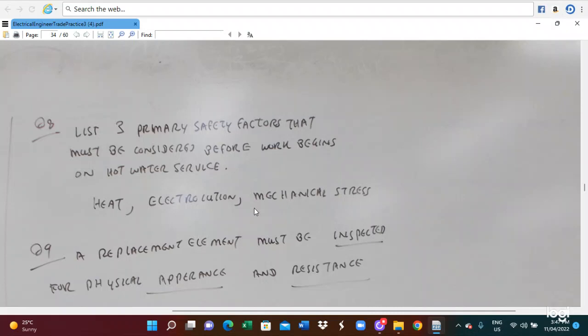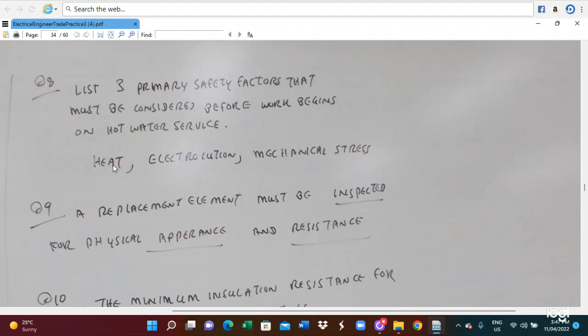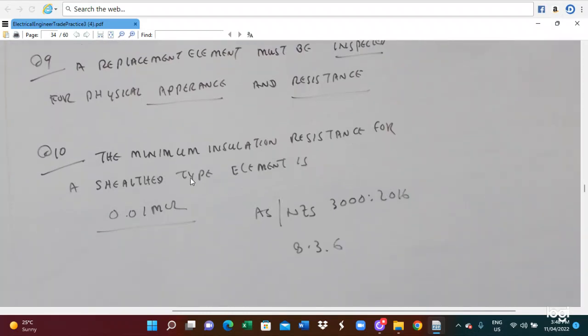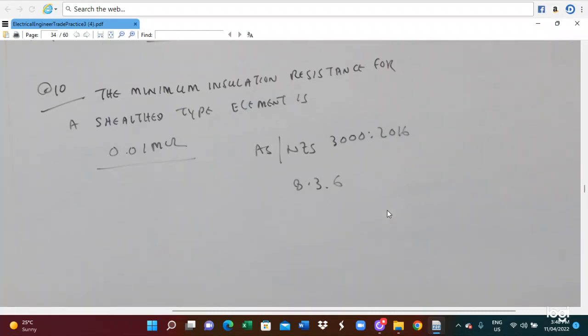List three primary safety factors that must be considered before work begins on the hot water service. In this case, we have to be concerned about heat, electrocution, and mechanical stress. Replacement elements must be inspected for physical appearance and resistance. The minimum insulation resistance for the heating element is 0.01 megohm, following AS/NZS 3218 at 8.3.6.